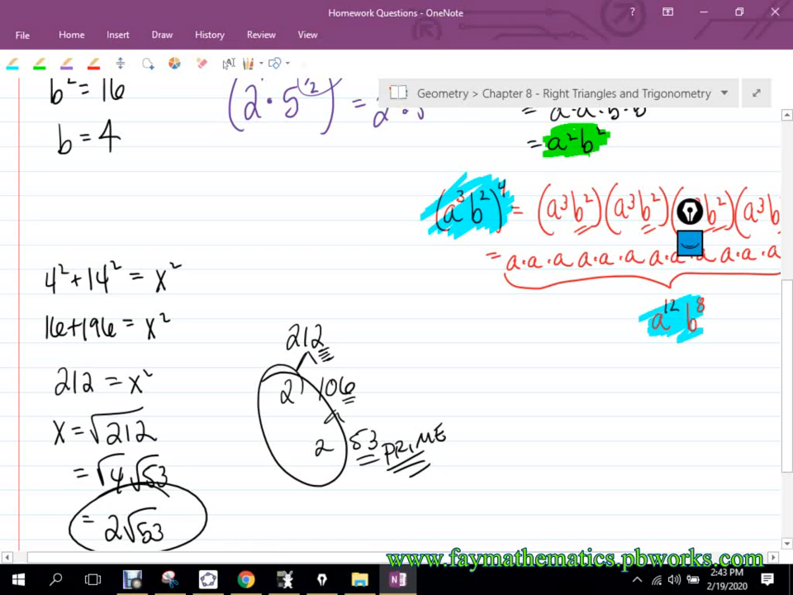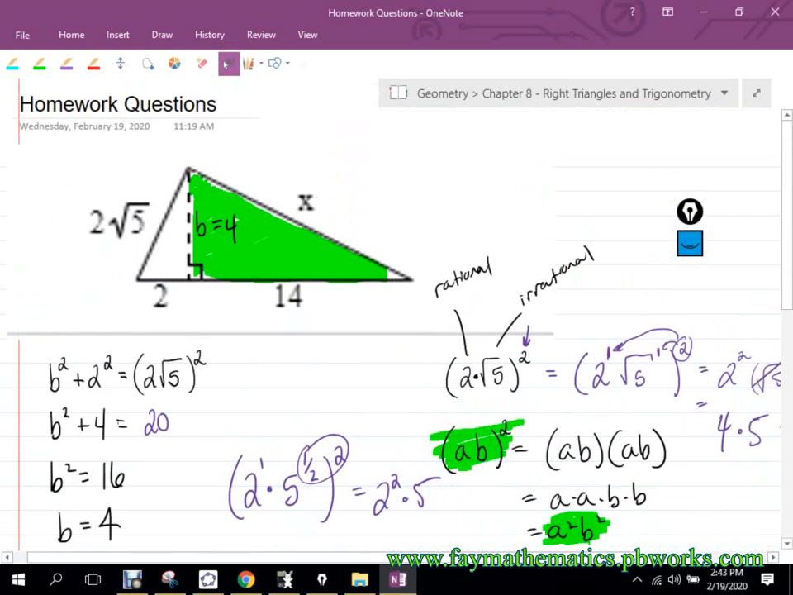Okay? Now, I think it makes sense to see why, or if, we know that the triangle cannot be solved using what we did in chapter 7.